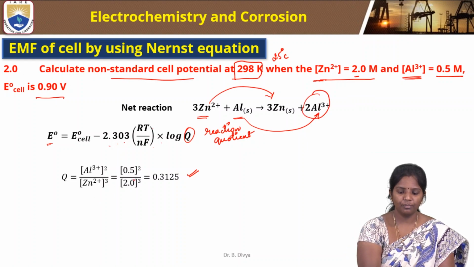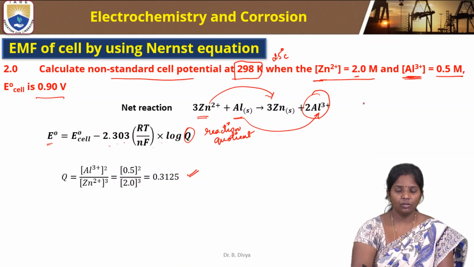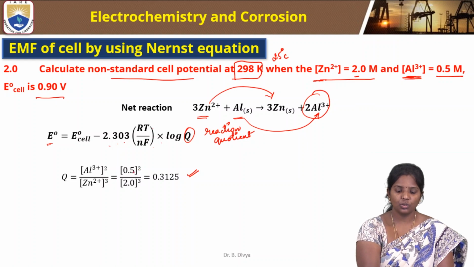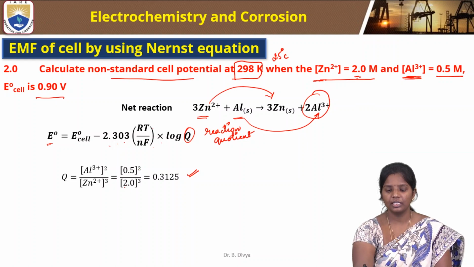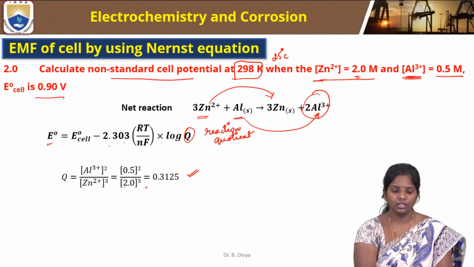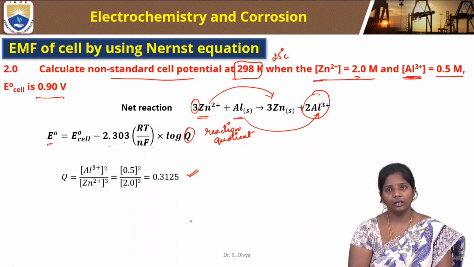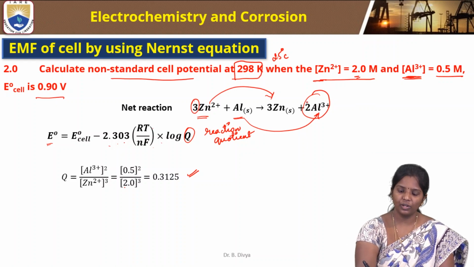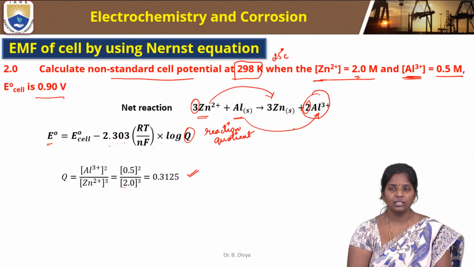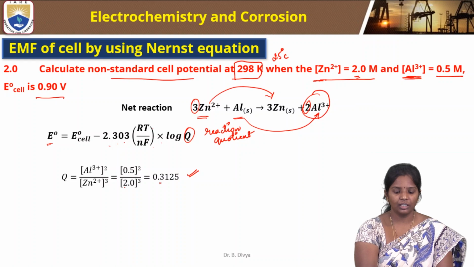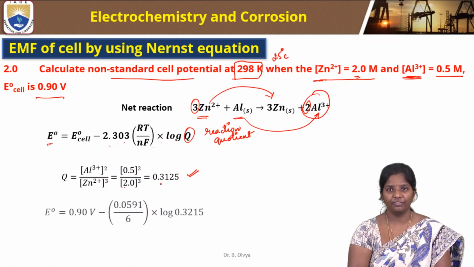So apply the concentration of aluminium ions that are present: 0.5 squared, and 2.0, that is the zinc ions that are present, cubed with 3. Why? Because here we are having 3, so we are cubing the concentration of zinc ions and squaring the aluminium ion concentration, because 2 is present here for balancing the reaction. So we will get the Q value 0.3125.